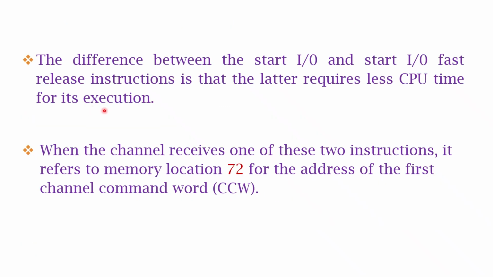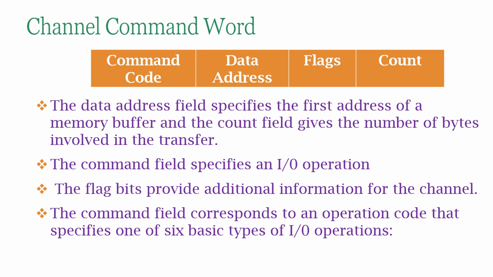Already we have seen there are 8 commands in the IBM 370 channel. The difference between start IO and start IO fast release instruction is that the start IO fast release instruction requires less CPU time. That is, it immediately releases the CPU for other operations. When the channel receives one of these two instructions, it refers to memory location 72 for the address of the first channel command word. A channel program consists of channel command words, and the format is given below.